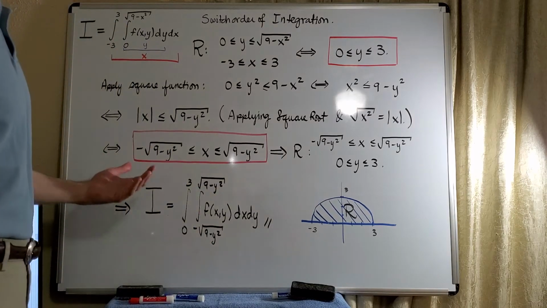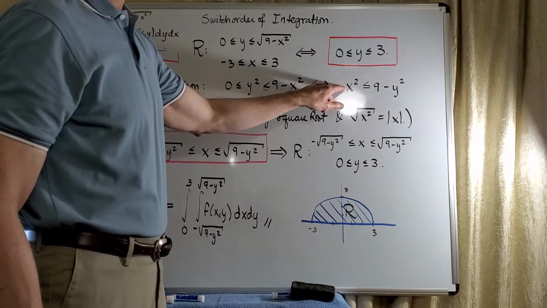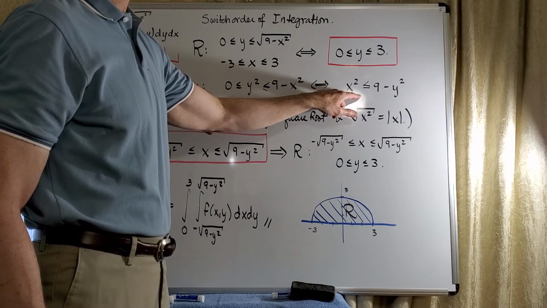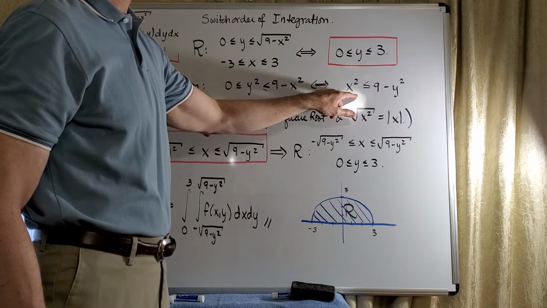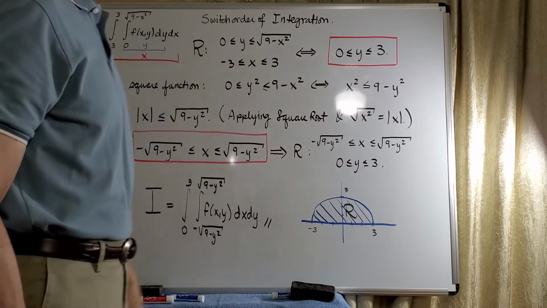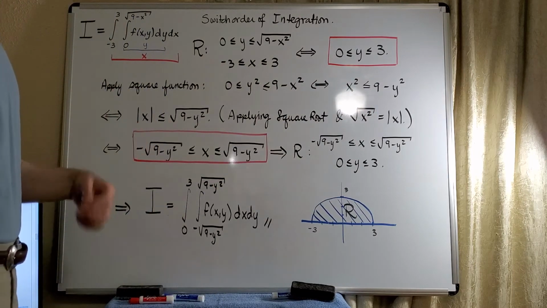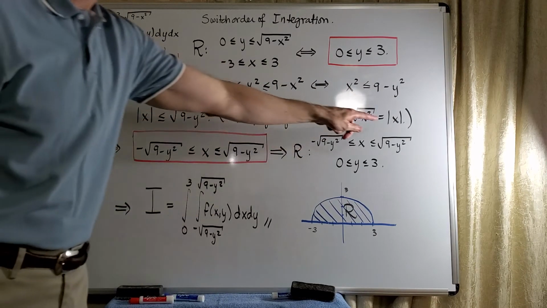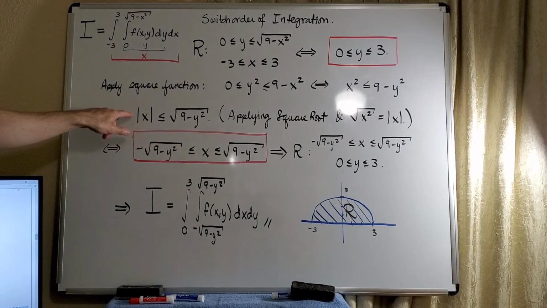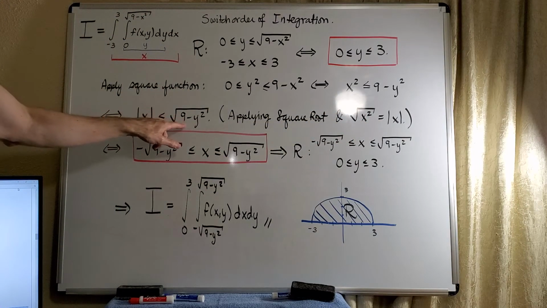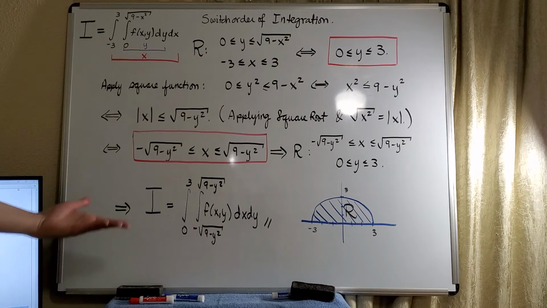So what we'll do now is apply, again, this is non-negative, we can apply the square root function, which again is an increasing function, which will preserve this. So when we apply it, we get the square root of x squared, as you've noticed here, which is the absolute value of x, and then we get less than or equal to the square root of 9 minus y squared. So that's really nice.